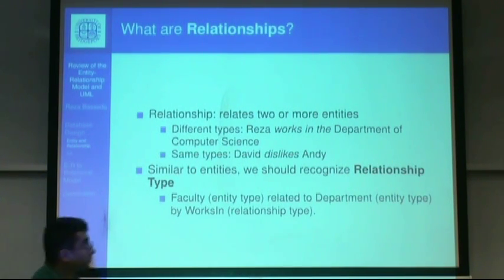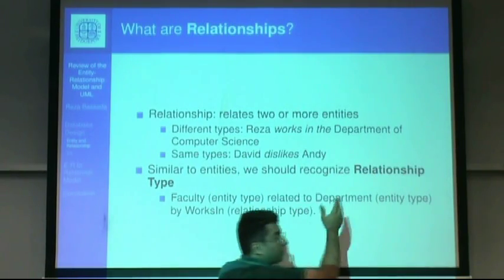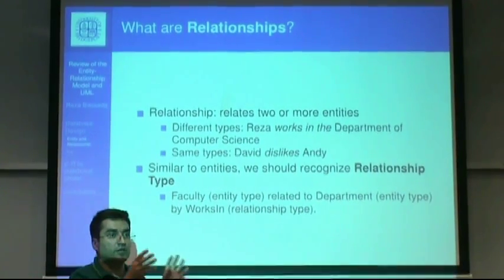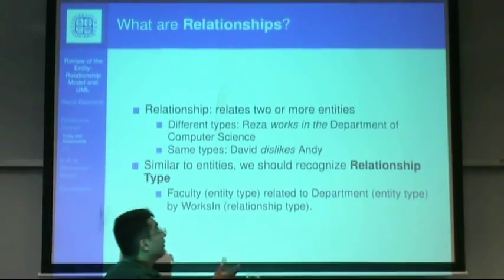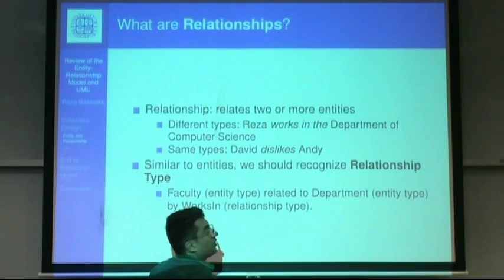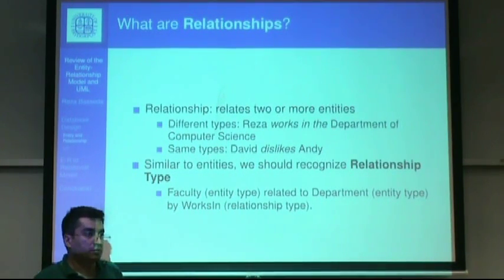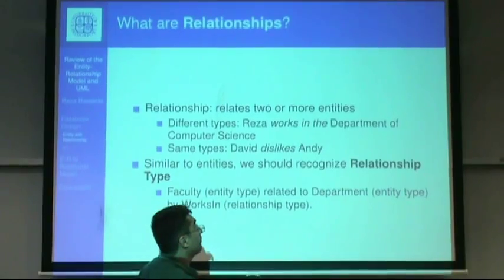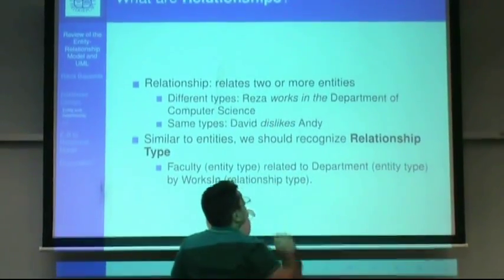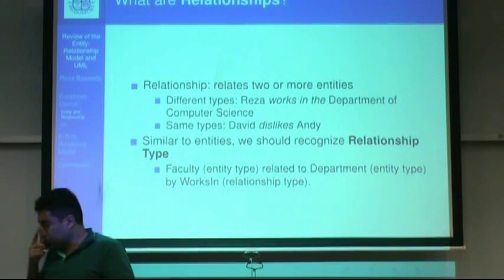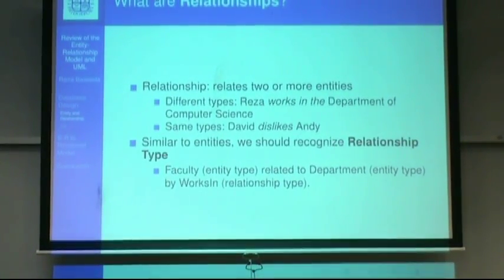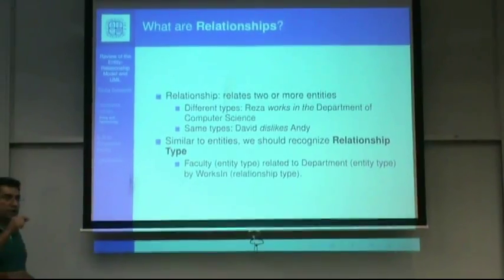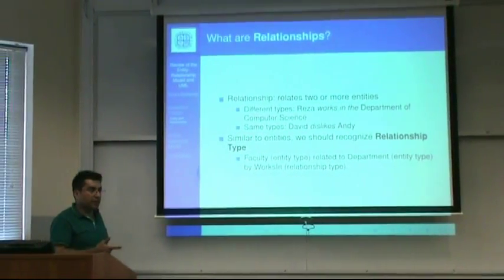Suppose that the Computer Science department is one entity. You have different departments. One entity type is the department of the university. The other entity is Reza. The type of this entity is student or staff, and there is a relationship here called works. So this relationship can be recognized. The relationship can be defined not only on different types of entities, but also on the same type of entities, recursively.